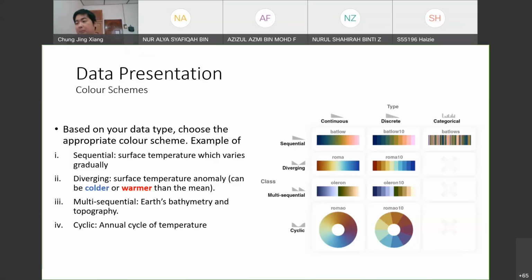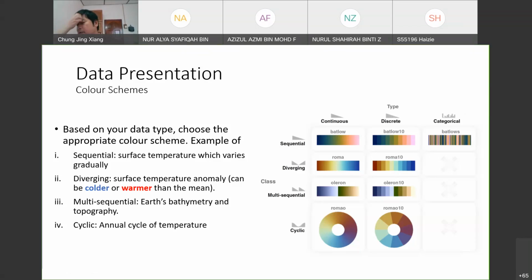If you try to plot topography and bathymetry, you will want to use a color scheme like this. You will not want to use a color like rainbow, or this white-blue-white-red. You don't want to use that. If not, you don't know where is the ocean, where is the land. And of course, cyclic data is like the annual cycle of temperature. Very rare. Usually, the first three we always encounter in oceanography or even atmospheric sciences.